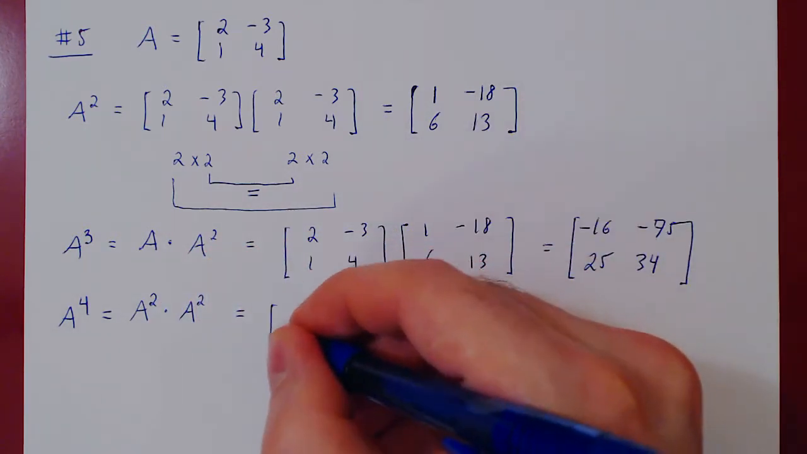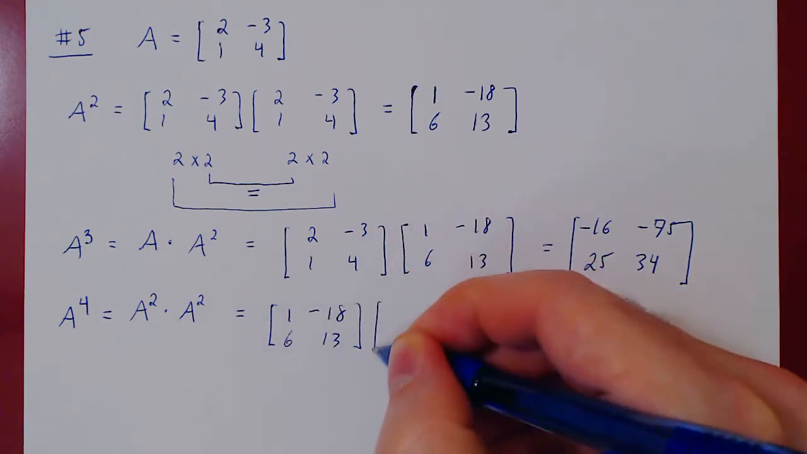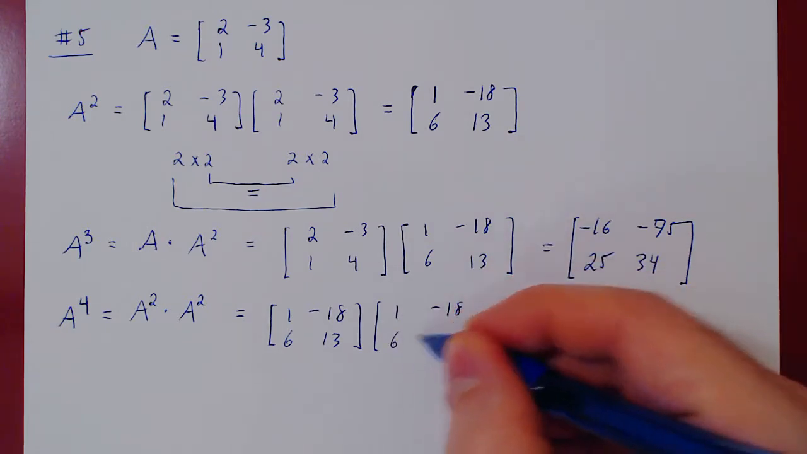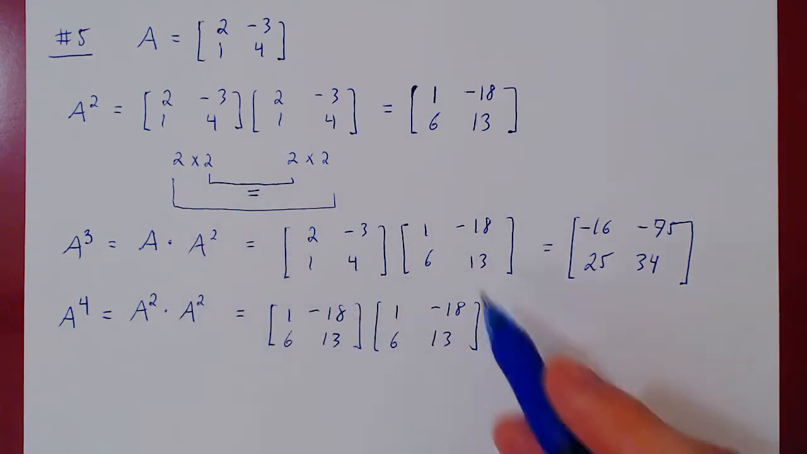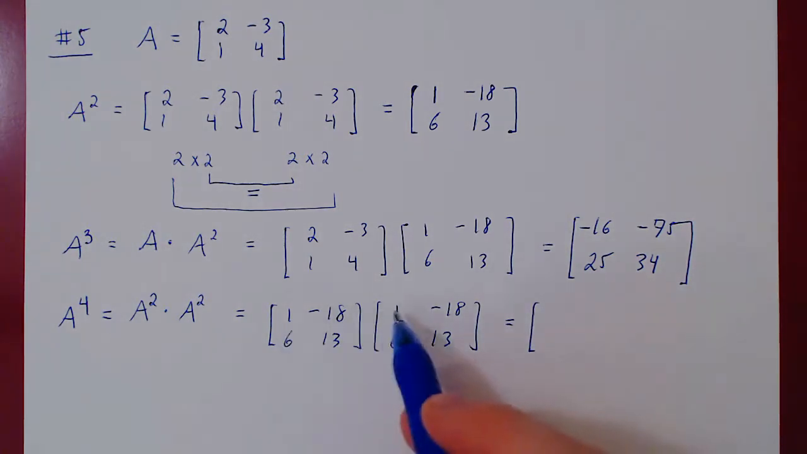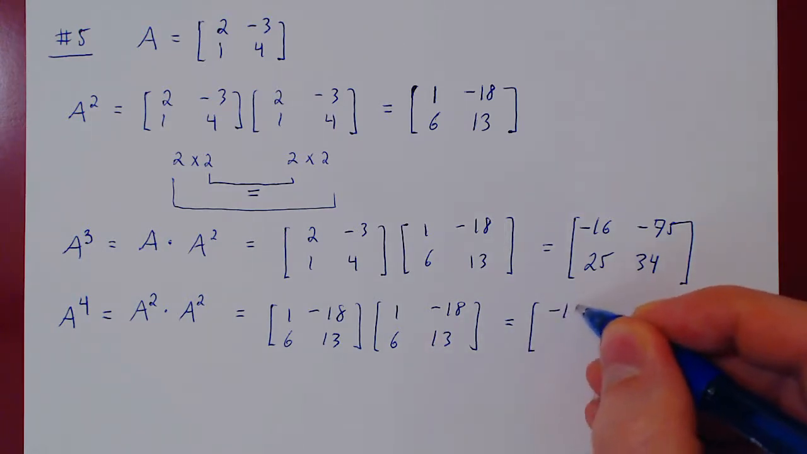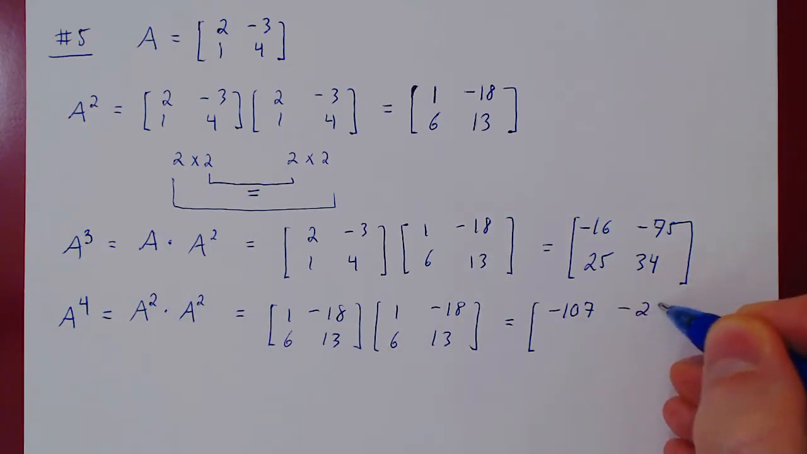So we'll get 1, negative 18, 6, 13, times 1, negative 18, 6, 13. Of course, at this point, you could have also done A times A cubed and obtained the same result. So we'll have 1 minus 6 times 18, negative 107. Then we'll have negative 18, negative 18 times 13, negative 252.